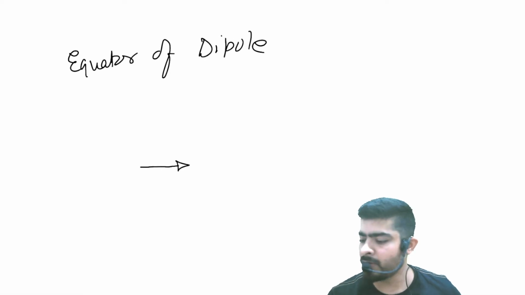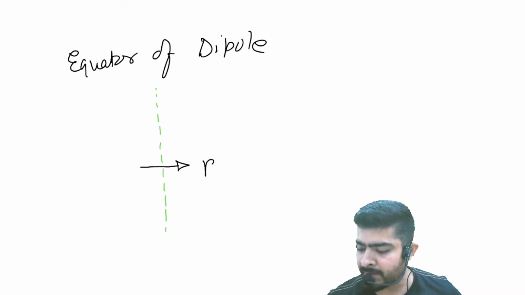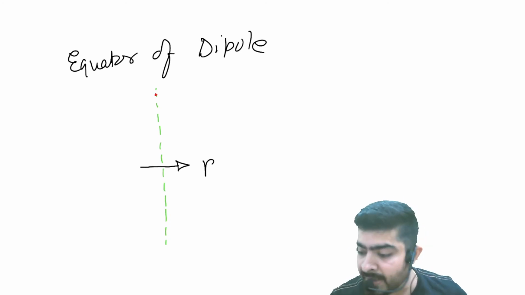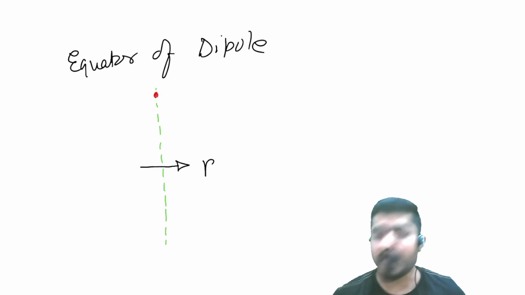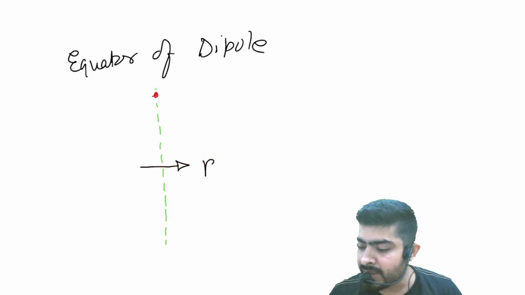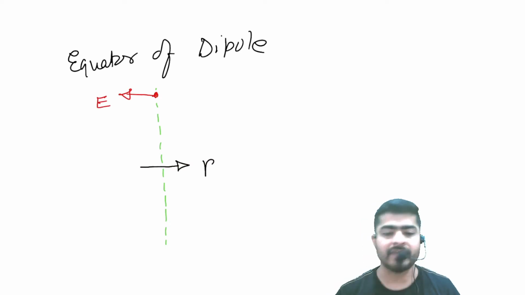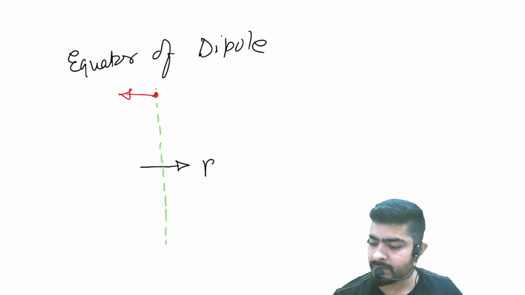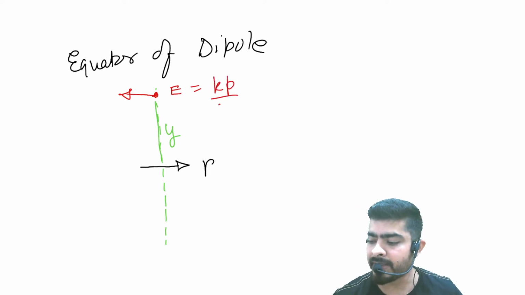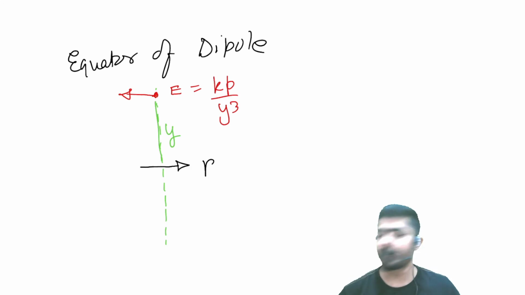So this is my dipole moment P, and the perpendicular bisector will become the equator of dipole. All right. So on the perpendicular bisector, electric field should be opposite to dipole. That means dipole is pointing in the right direction, so the electric field will be pointing in the left direction. Okay. And let's say that this height is y. So the electric field will be how much? Kp by y cube. Simple.